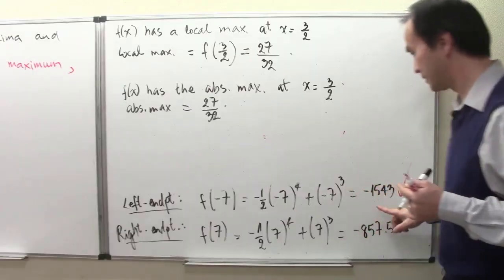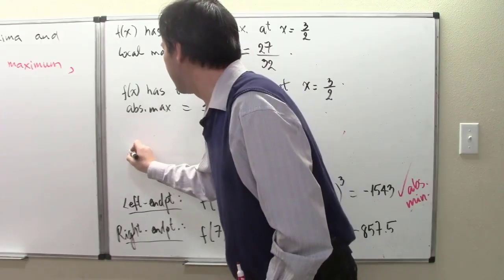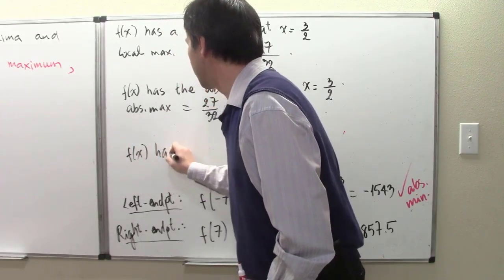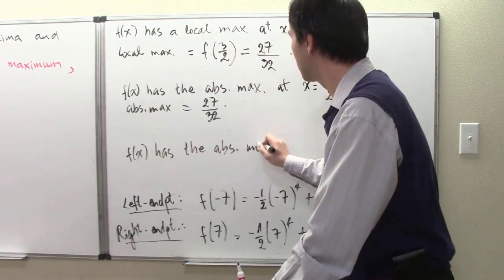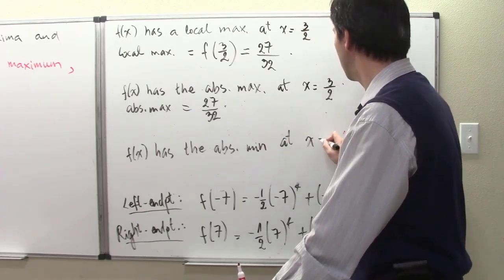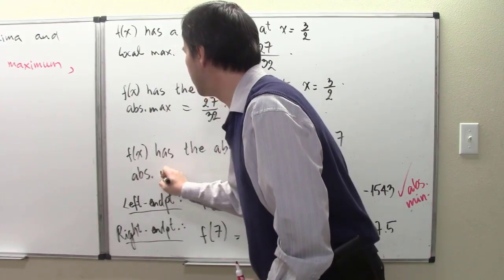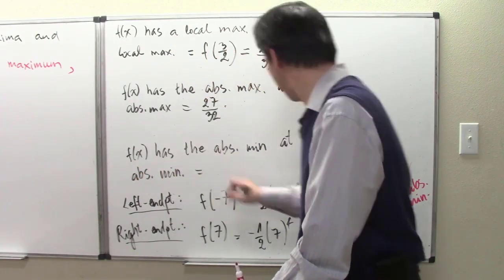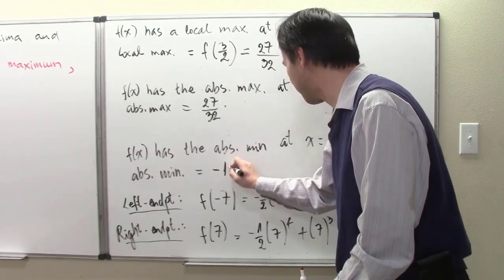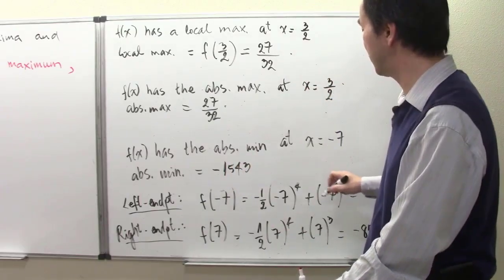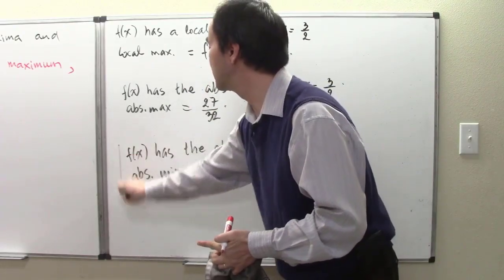And then this left endpoint produced the absolute minimum, so just note that in here. So f of x has the absolute minimum at x equals -7, and then the absolute minimum value came out to be -1,543. Okay, so that's how we found our answers again. Okay, 3 answers that we found.